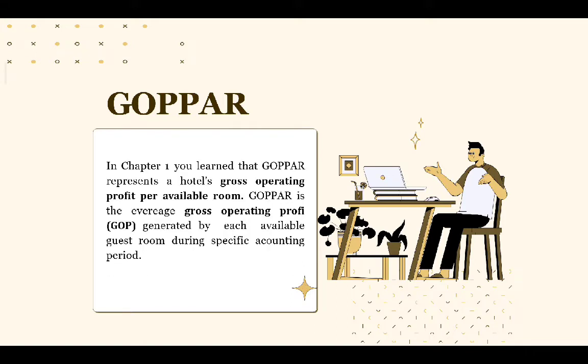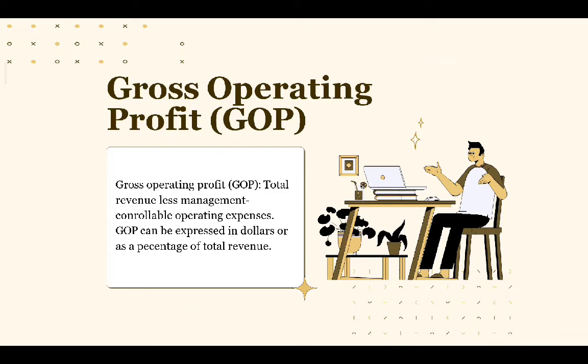In Chapter 1, we learned that GOPAR represents a hotel's gross operating profit per available room. GOPAR is the average gross operating profit, or the GOP, generated by each available guest room during a specific accounting period. So gross operating profit is total revenue less management-controllable operating expenses, and GOP can be expressed in dollars or as a percentage of total revenue.